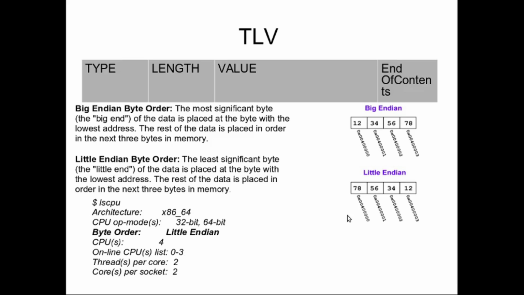For your computer or your OS, you can always know which it is. For example, in Ubuntu the lscpu command will give you little endian. So I know that my least significant bytes are stored first, and then the next one, and the most significant byte is stored last. Okay.